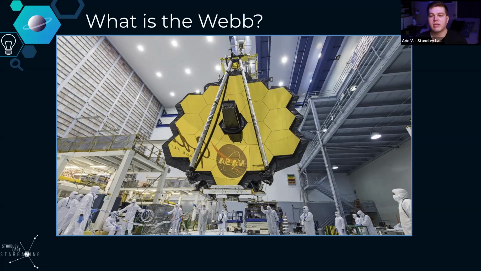Okay, so the Webb telescope serves a slightly different mission goal than the Hubble Space Telescope. The Hubble Space Telescope focused mostly on the visible wavelengths of light and then a little bit of the near infrared and a little bit of the ultraviolet as well. Now, it's in low Earth orbit, so it was serviceable. We could change instruments out.